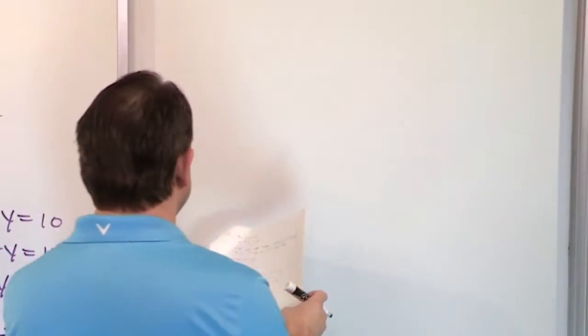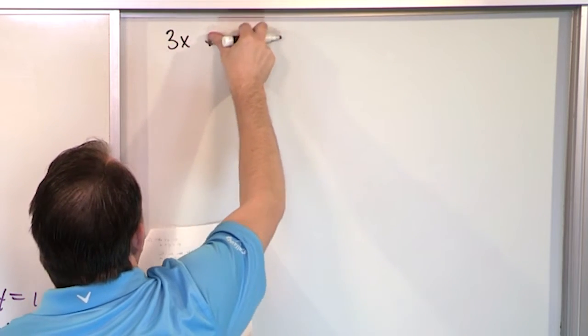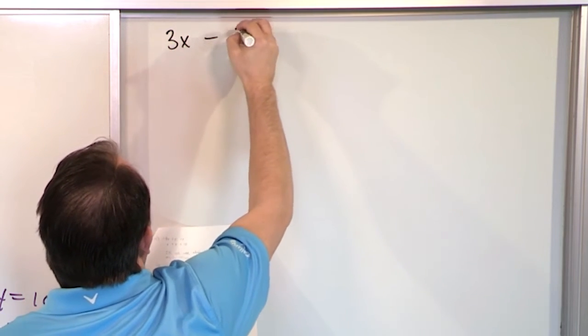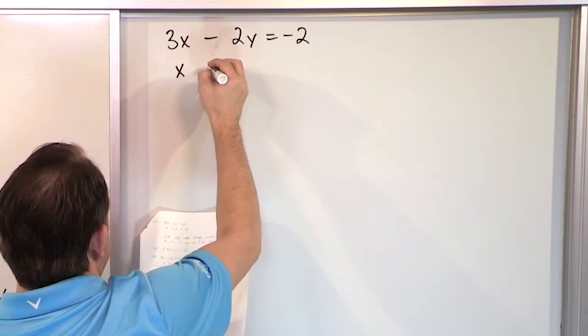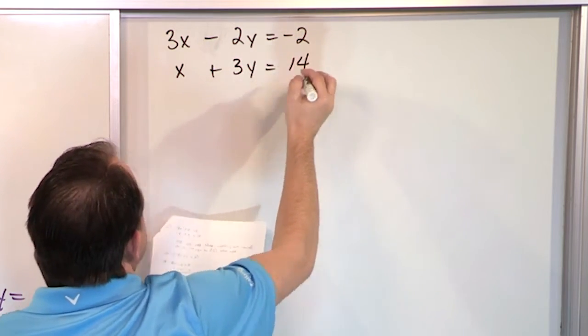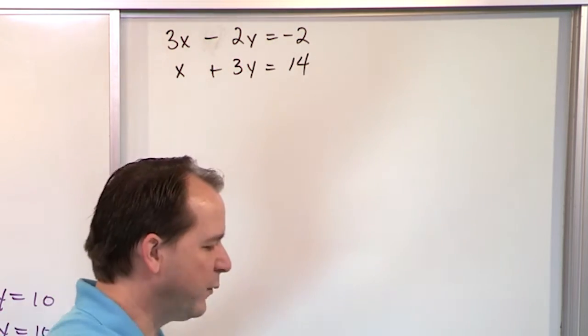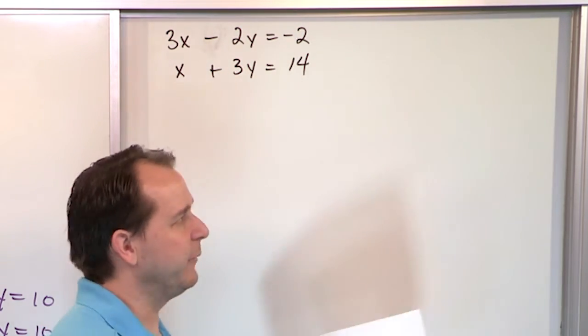All right, so our next system of equations is 3x minus 2y equals -2. And right underneath it, I'll say x plus 3y is equal to 14. Now you might notice a lot of these systems of equations are ones that we've solved before. It's okay, we solved them before by graphing or whatever, we're just doing a different method.